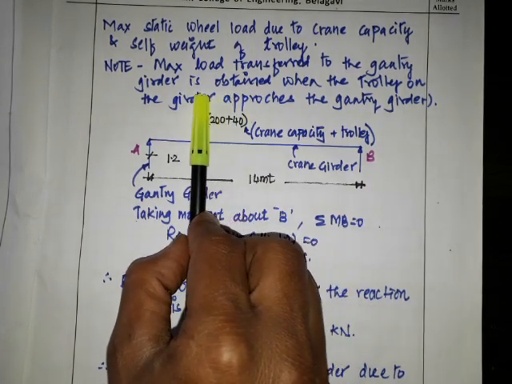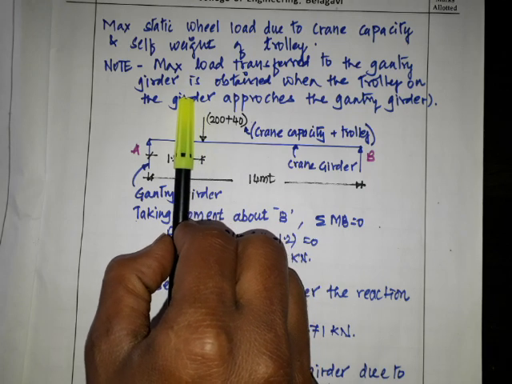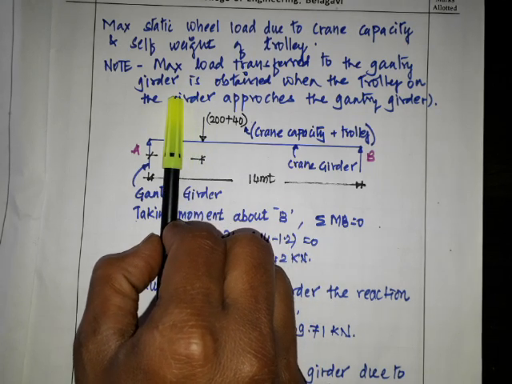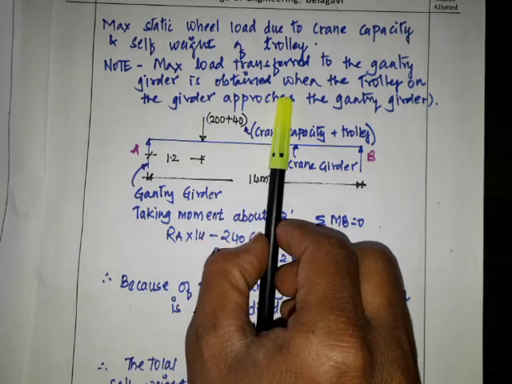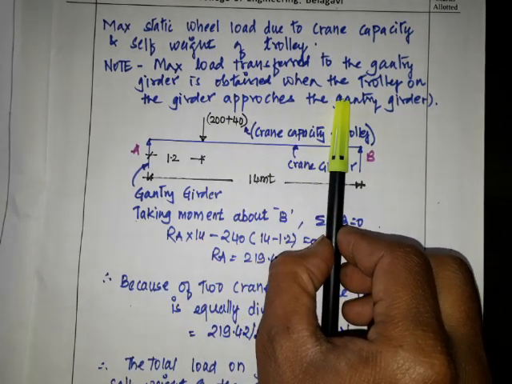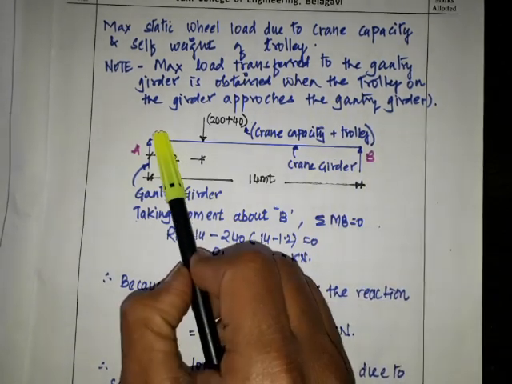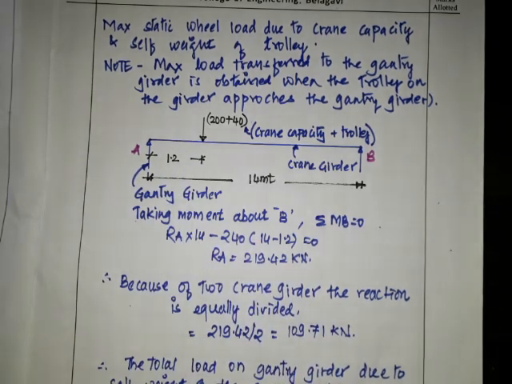The trolley is moving towards A. Correct? So what will happen? The load will increase at A. Suppose the trolley is moved towards B, what will happen at that time? The load over B will increase, correct? And the load over A will decrease, correct?